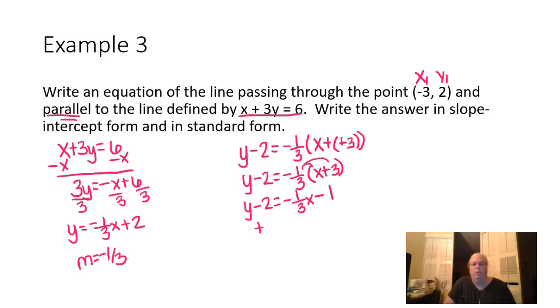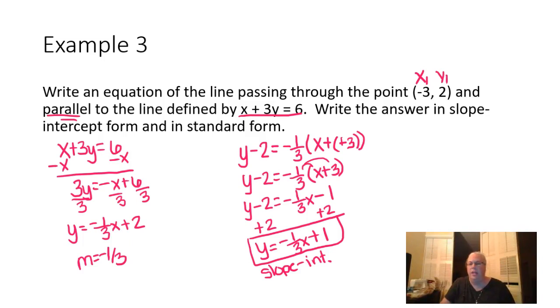And then to get y alone, we're going to add 2 to both sides. Y is equal to -1/3 times x plus 1. This is slope-intercept form. Now we're supposed to take this and put it into standard form. Okay, so there are 3 rules for standard form. Rule 1, the coefficient on x needs to be positive. Ours is not. We'll have to fix that.